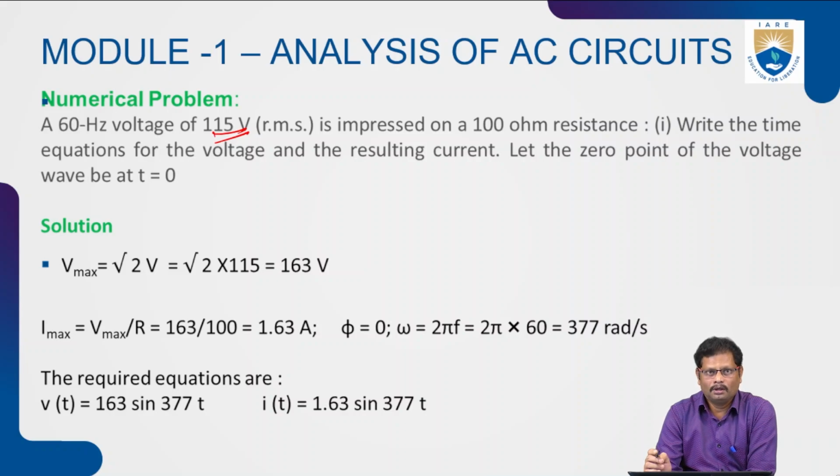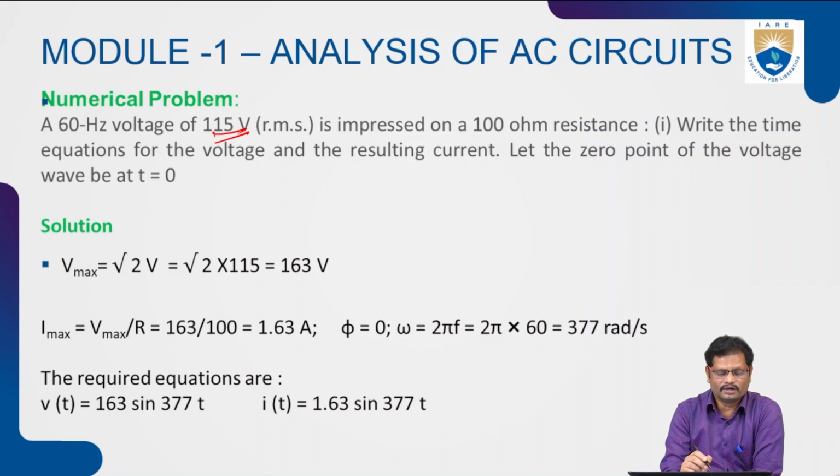So, solution. Before going to solve this problem, first we need to understand the problem. Here the supply frequency is given, that is 60 Hz, and a voltage of 115 volts RMS value is given to the 100 ohm resistance. So we need to write the time equations for voltage and current. From this we can understand that the RMS value is given as 115 volts. We need to find the maximum value.